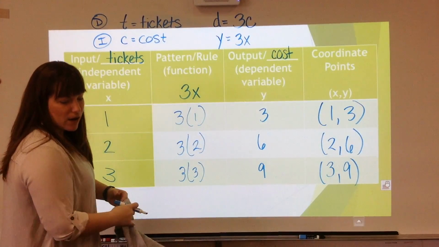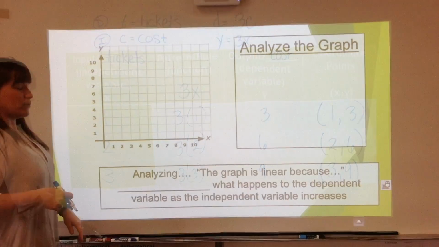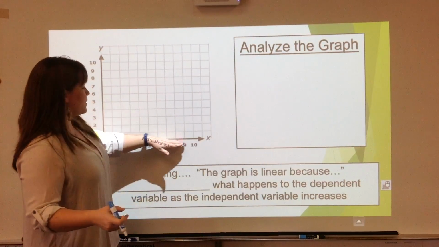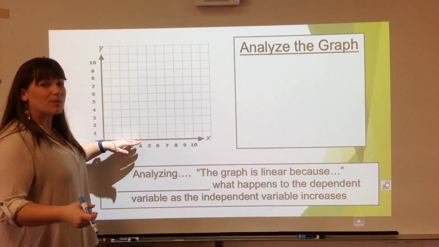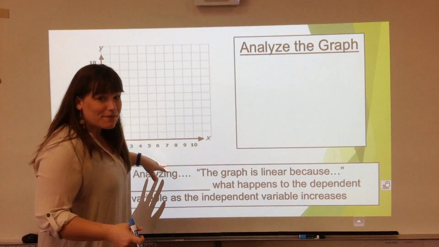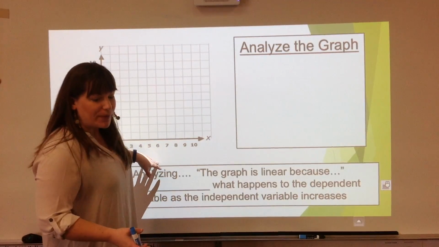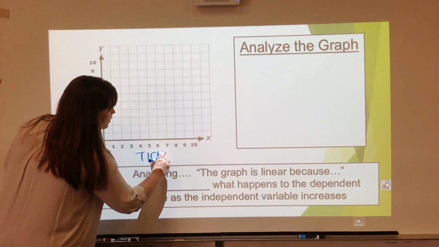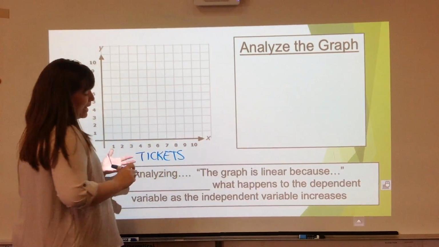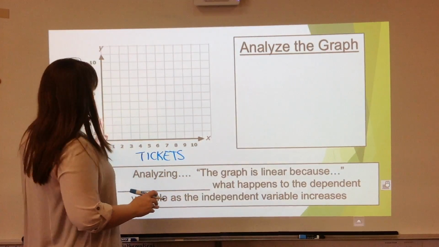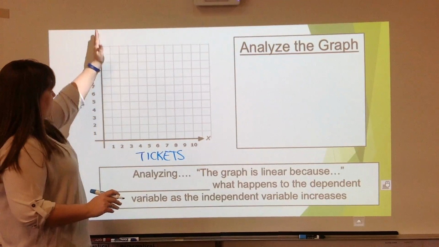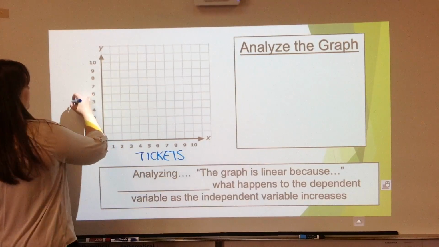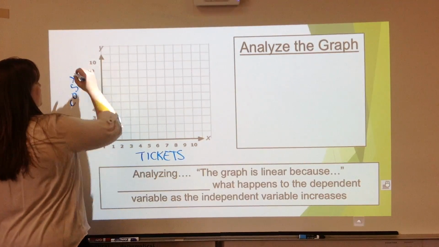You're just going to go down to the graph. Okay, so remember when I said we're going to switch out these variables, that's because this axis right here is the x-axis, but it's going to stand for our original topic. It's going to stand for the tickets. So I want you to label this axis the topic of that, tickets. Similarly, the dependent variable, the cost, is the y value. So we're going to label this axis cost.